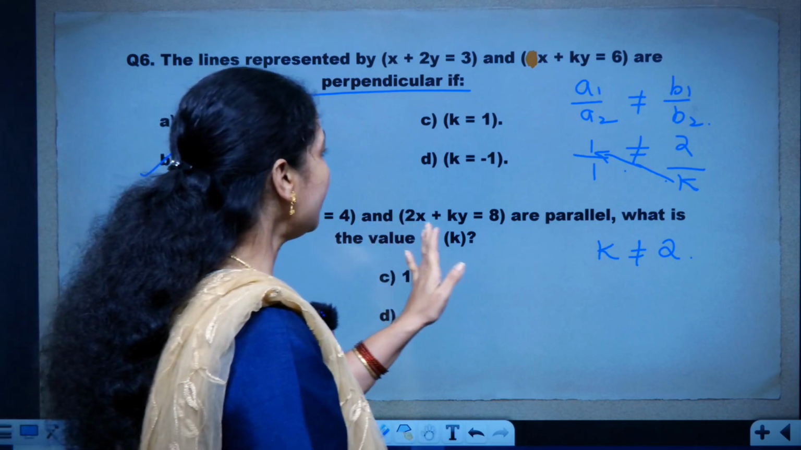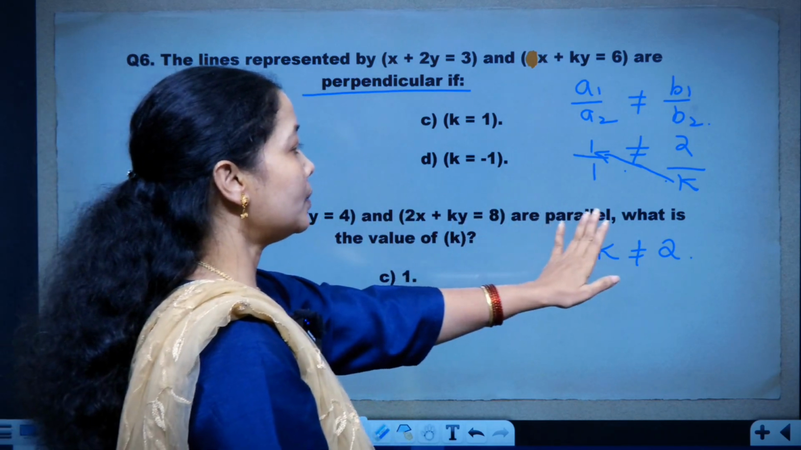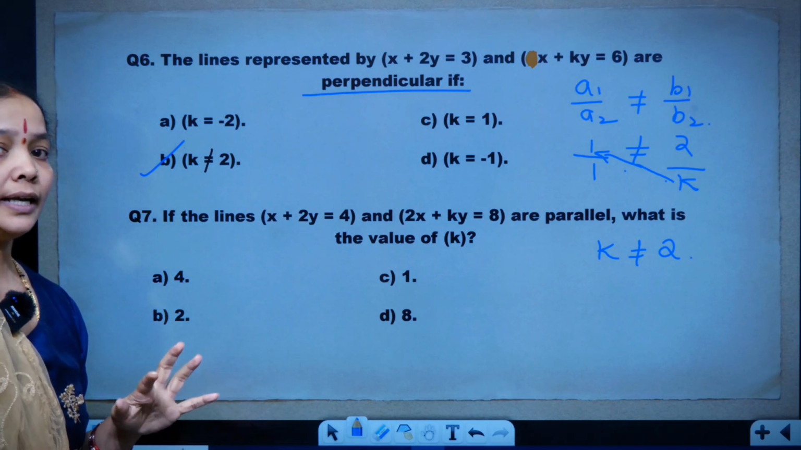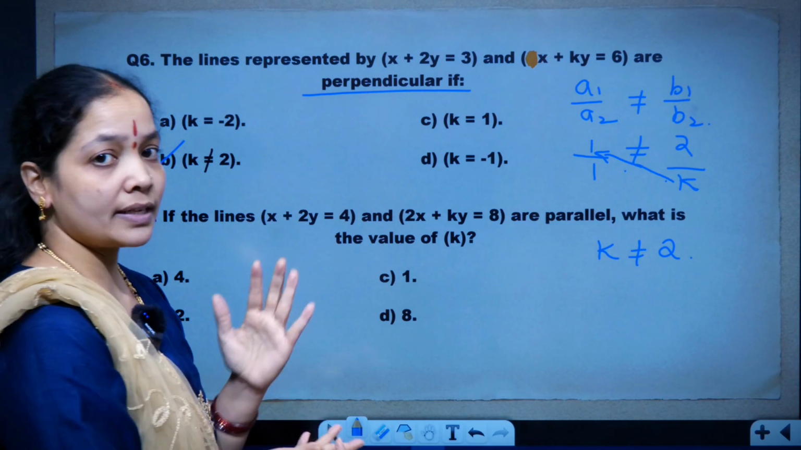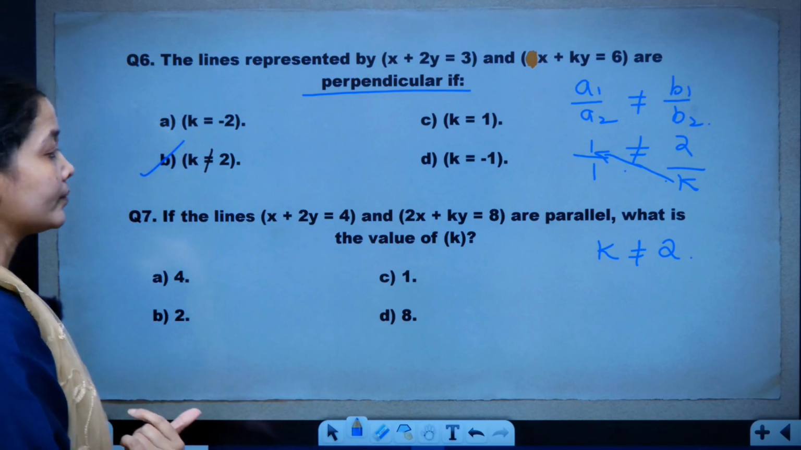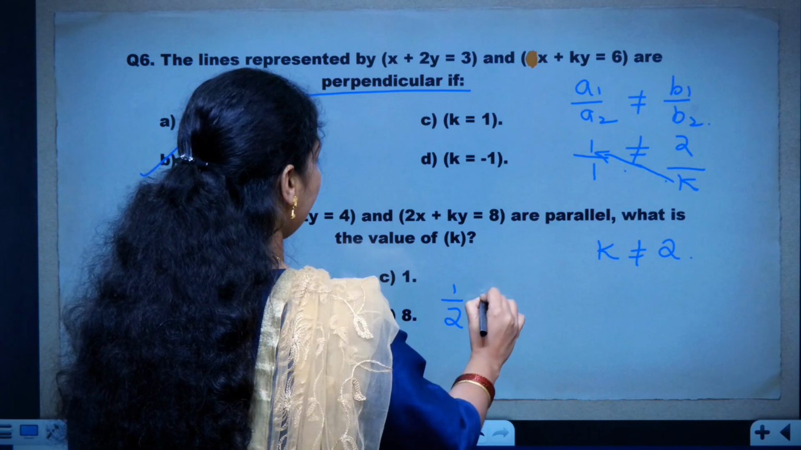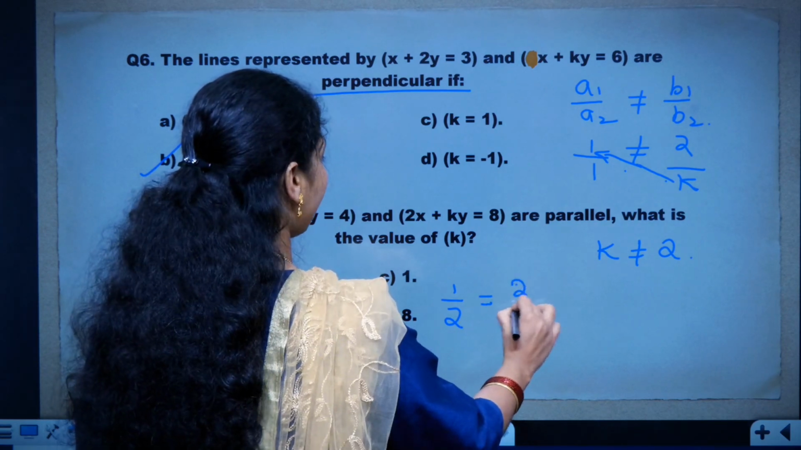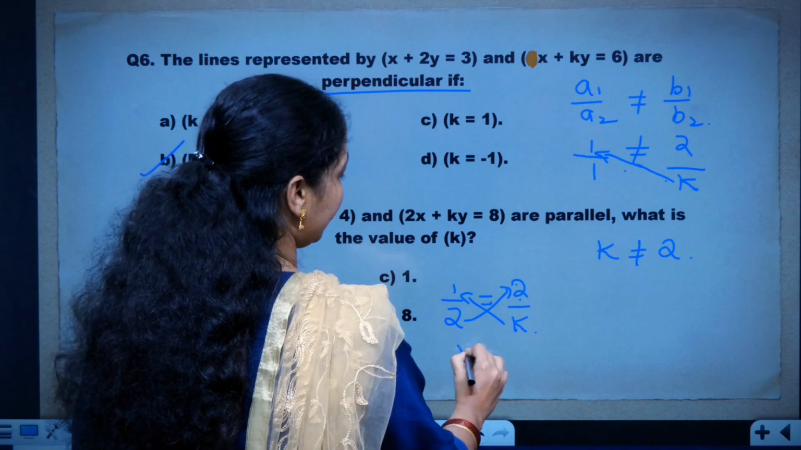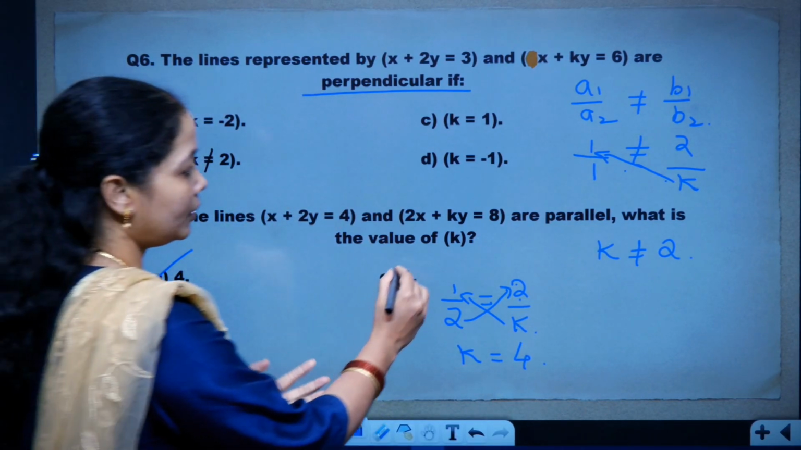If the lines given here, x plus 2y equal to 4 and 2x plus ky equal to 8, are parallel, what is the value of k? For parallel, I know that a1 by a2 will be equal to b1 by b2 but not equal to c1 by c2. Therefore, a1 by a2, 1 by 2, is equal to 2 by k. Hence, I'll cross multiply this, k is equal to 4. That is option A.